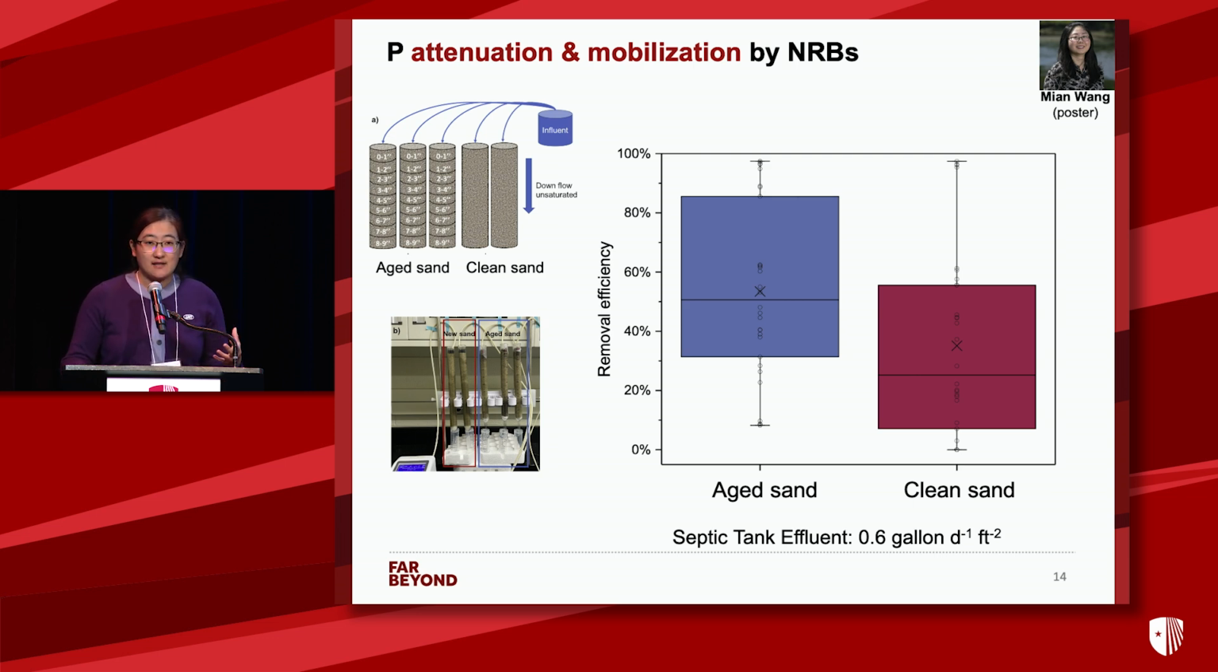We constructed sand columns using aged sand from a 5-year-old NRB system. We also constructed columns using clean sand. We have been applying real septic tank effluent to see whether those sand columns can retain or remove phosphorus. This figure shows the overall removal efficiency. You can see that for both types of sand, they can only remove 20 to 40% of phosphorus overall, which indicates that the sand itself cannot achieve long-term phosphorus removal. So considering a storm event or heavy rain, the phosphorus being attenuated can be leached out.